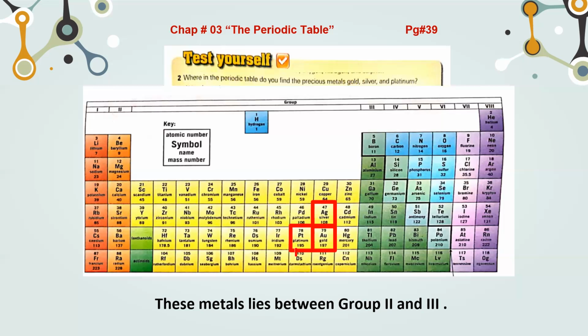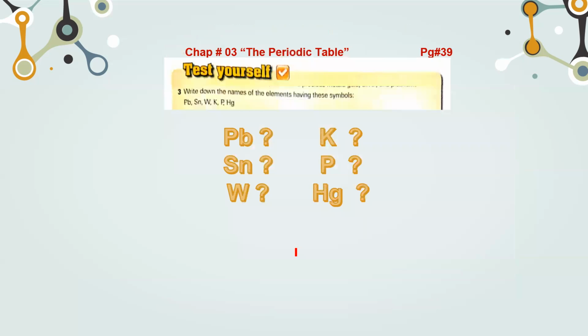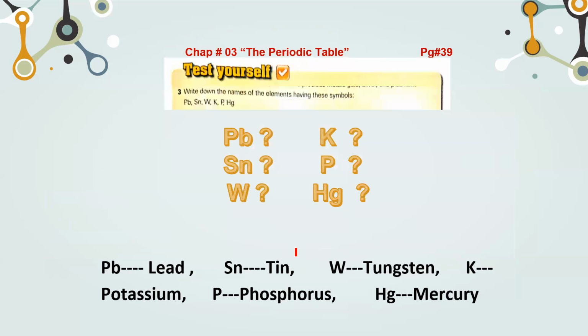Okay, now come towards the next question. Write down the names of the elements having these symbols Pb, Sn, W, K, P, and Hg. Who will tell me about Pb? Nobody? Pb stands for lead, Sn stands for tin, W stands for tungsten, K is for potassium, P for phosphorus, Hg is for mercury. Please do write these.